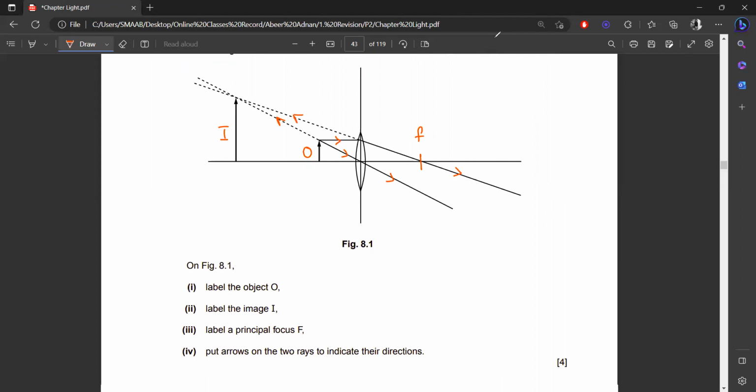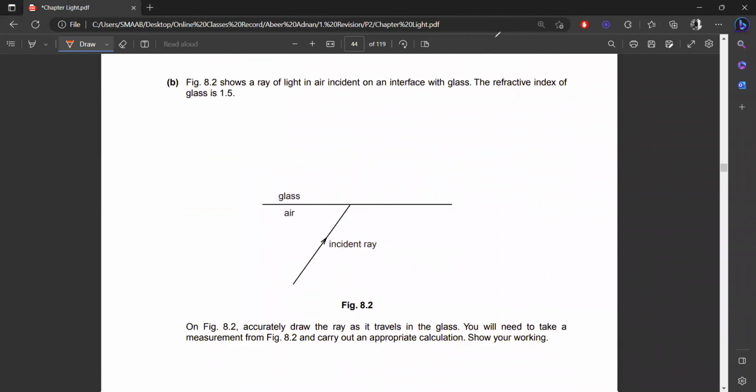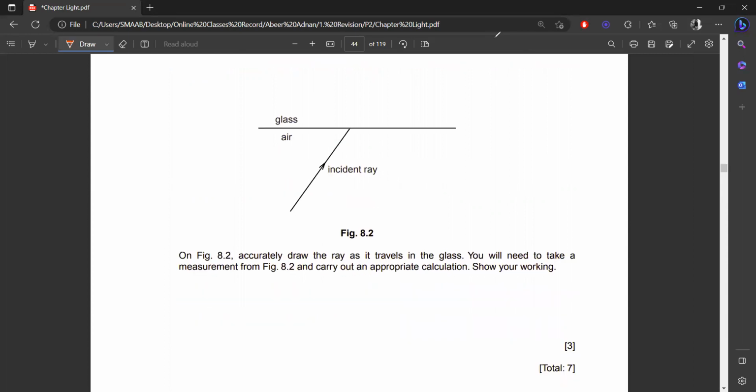So that is the identity diagram. Very simple. And figure 8.2 shows a ray of light in air incident on an interface with glass. The refractive index of glass is 1.5. On 8.2, accurately draw the ray as it travels into glass. You will need to take a measurement from 8.2 and carry out an appropriate calculation showing your working.